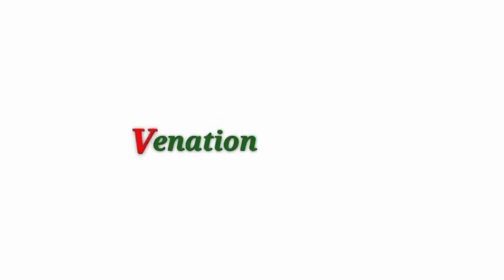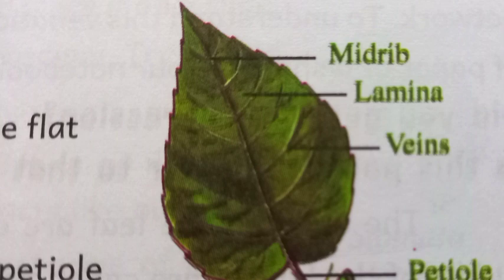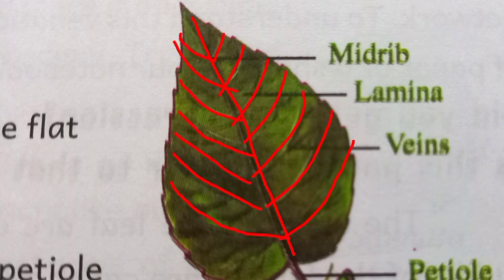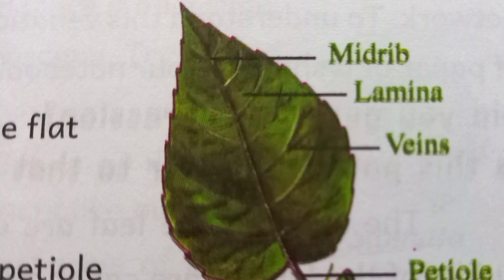Venation. Observe the leaf lamina carefully. What do you see? You may see some thin-like structures spread over the leaf. What are those thin-like structures? The leaf lamina usually consists of a midrib, that means the main vein, and side veins, other veins and veinlets. Midrib, veins and veinlets are arranged in the form of a network. To understand this venation, let us do an activity.